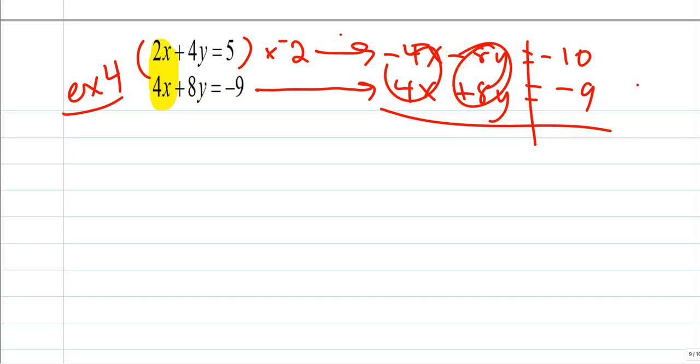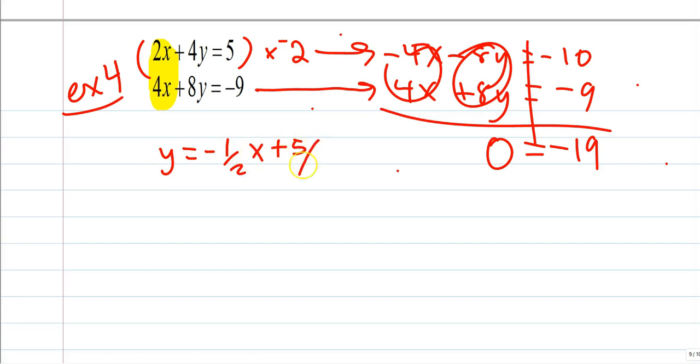So what are we left with on the left side? What does this mean? Same thing it did before, right? If they're not equal, then that means if I were to graph these, the lines would be parallel. They would have horrible y-intercepts. But if I graphed the first one, it would be y is equal to negative 1 half x plus 5 fourths. If I graphed the second one, it would be negative 1 half x minus 9 eighths.